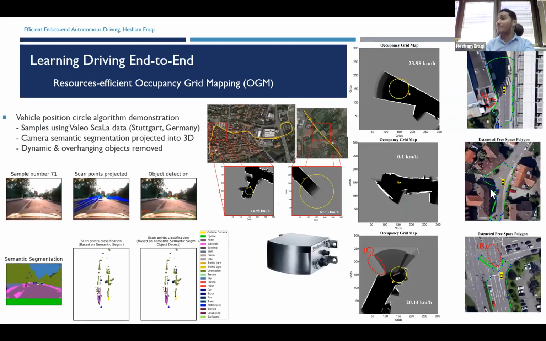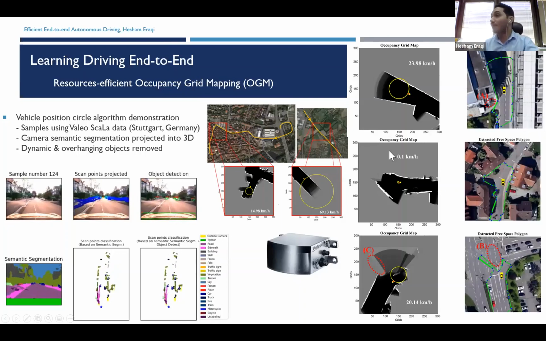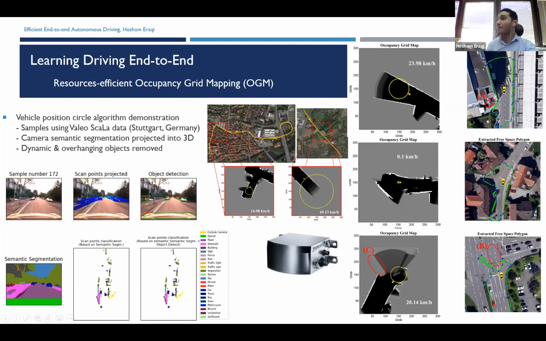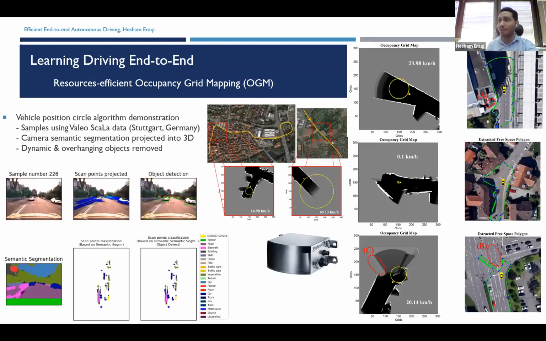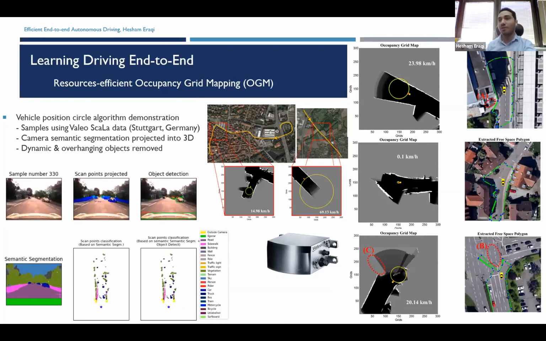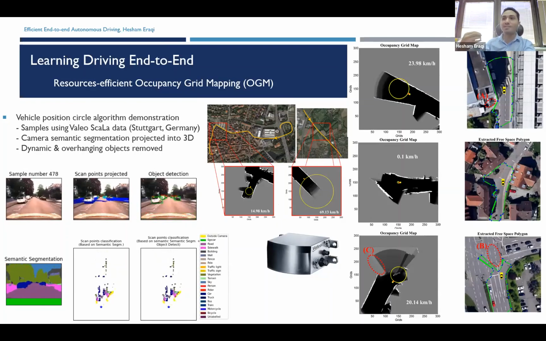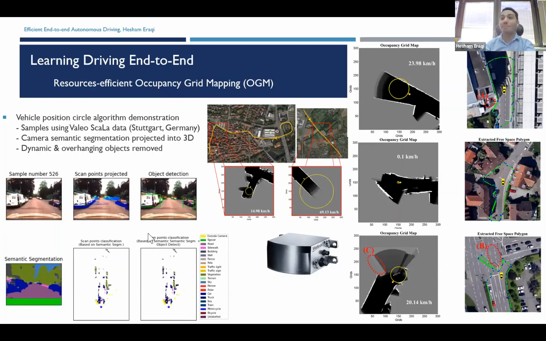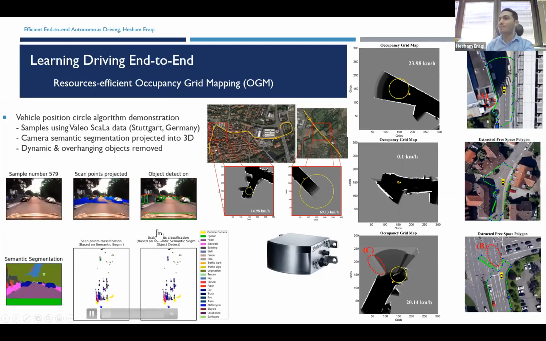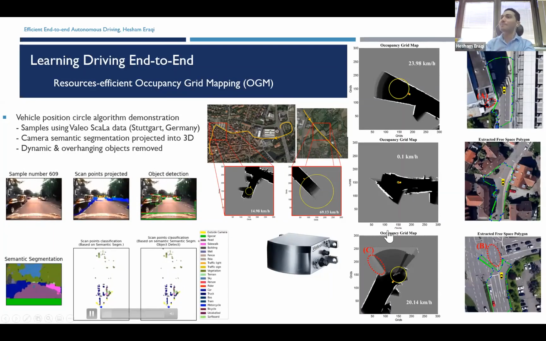And these are some examples from data that was recorded in Bietigheim, Germany, in Stuttgart. And this is showing our occupancy grid map in action. And for this, we also remove some dynamic objects that are detected from the camera stream, as you can see from this video on the left.